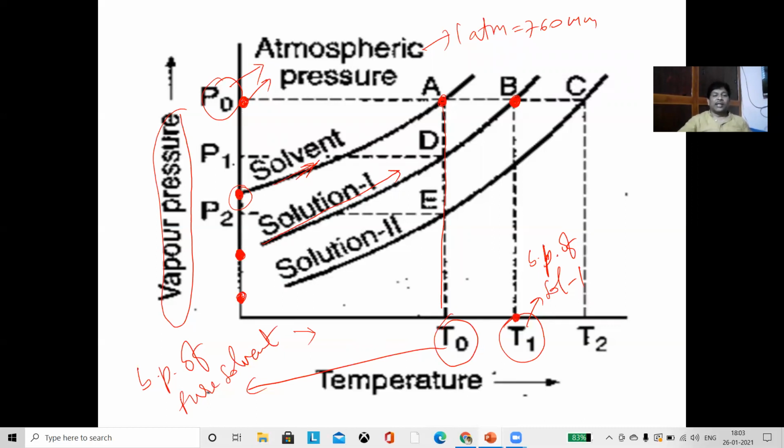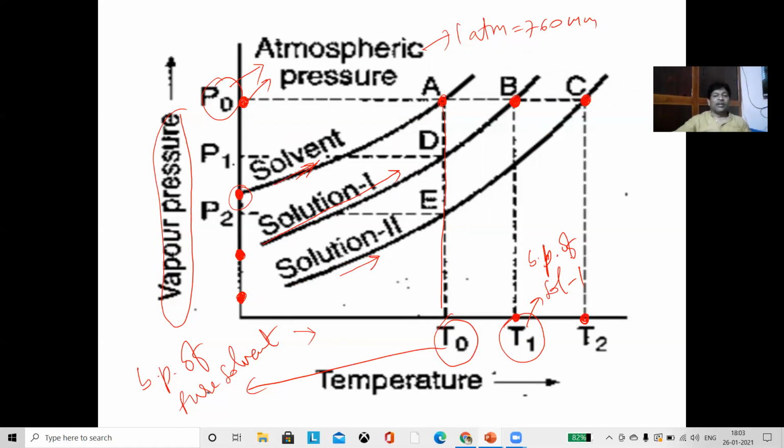Initially, solution 2 has some vapor pressure. When you increase temperature on the x-axis, what is happening? The vapor pressure of solution 2 is increasing. And at one temperature called T2, the vapor pressure of solution 2 has become equal to the vapor pressure of air, meaning atmospheric pressure.